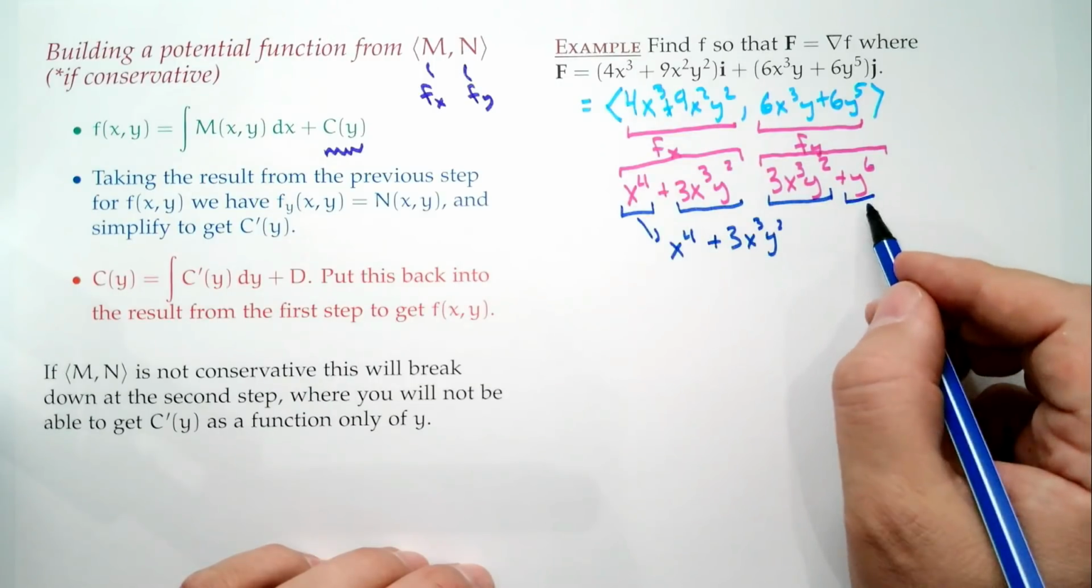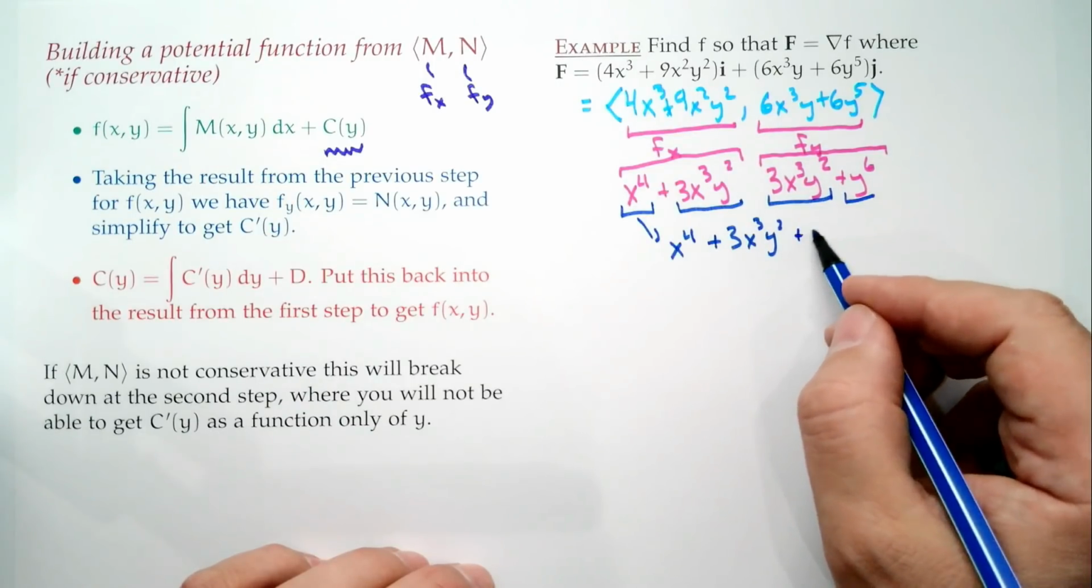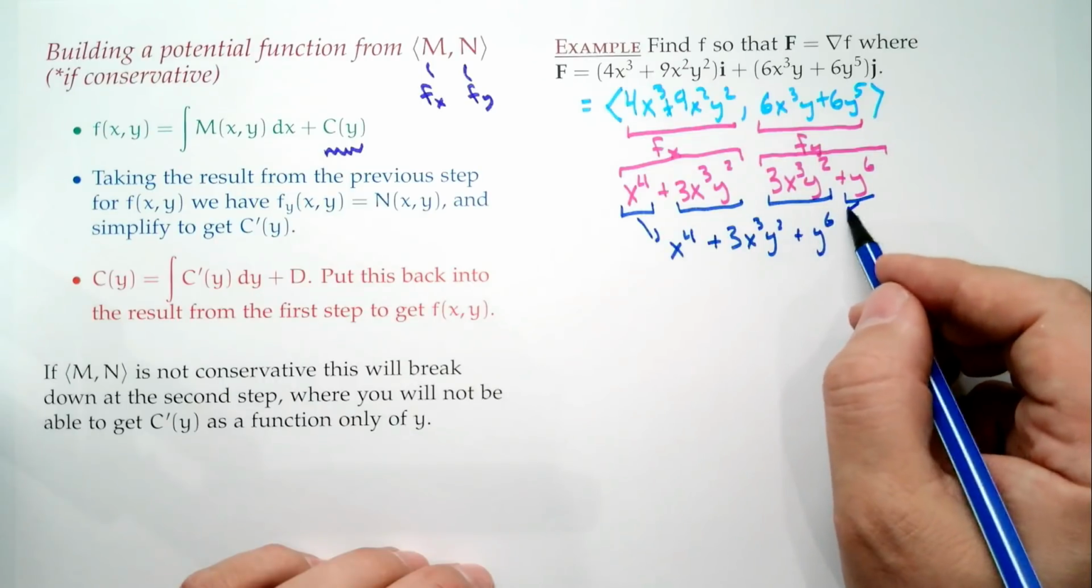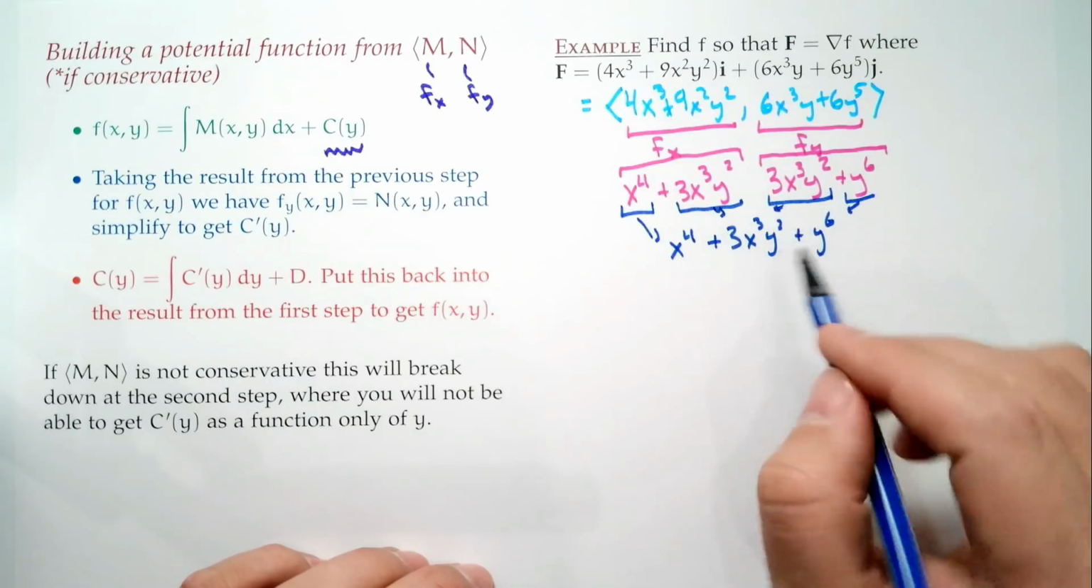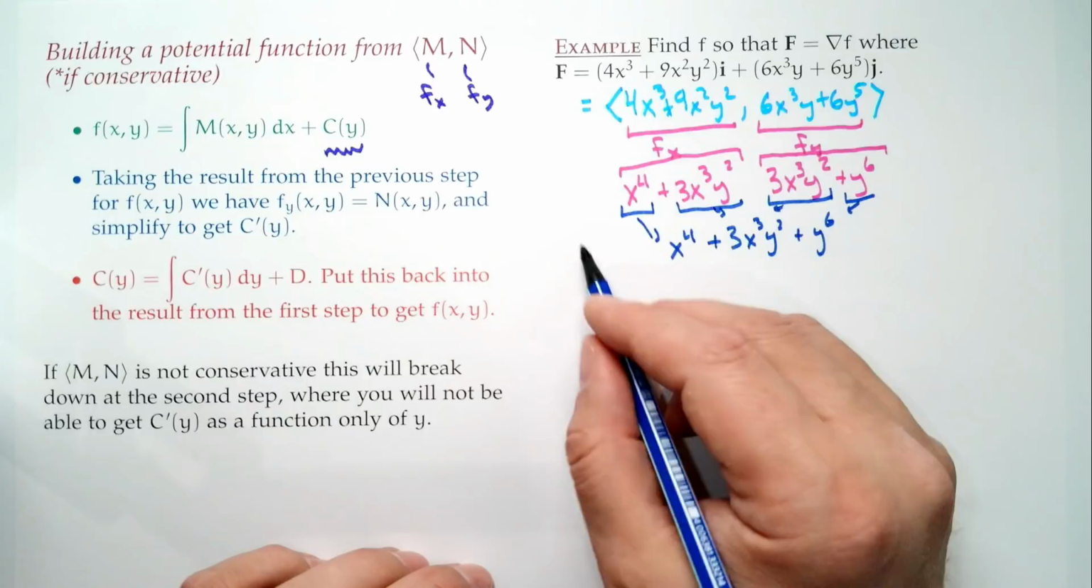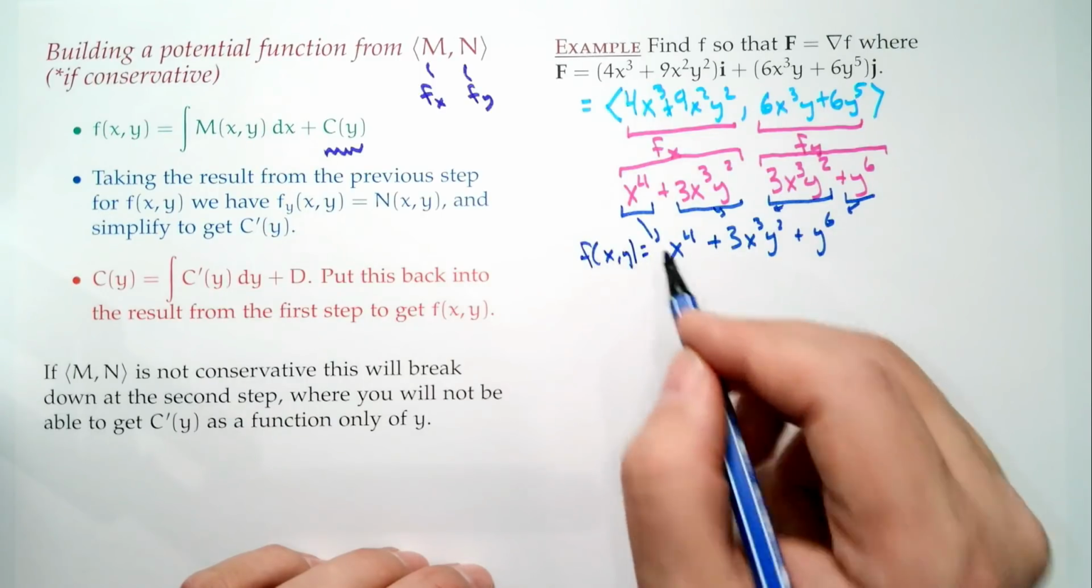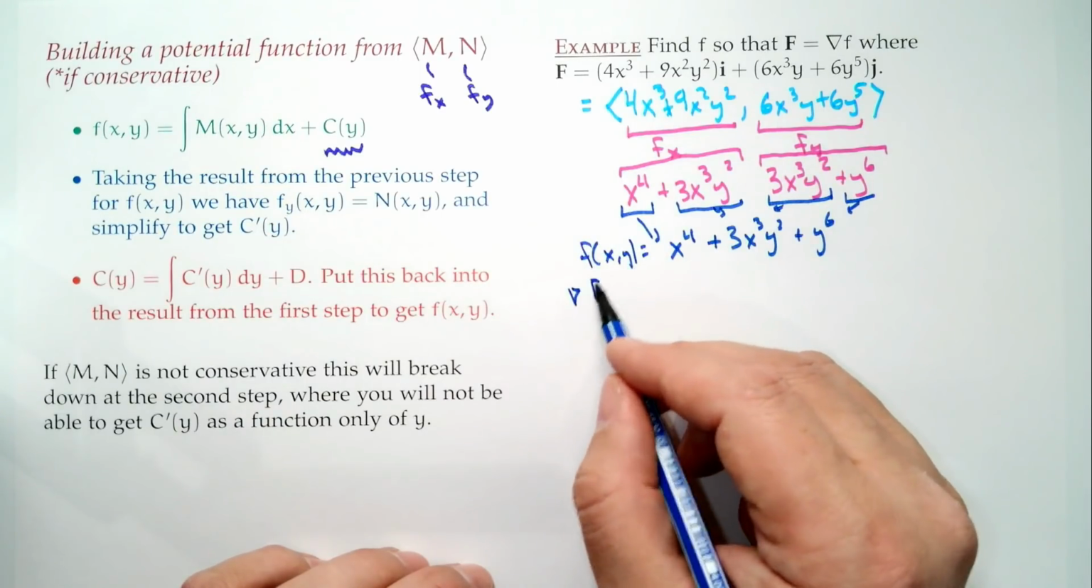Y to the 6, we're still going to need that. And lo and behold, there we go. So here's our potential function. This is our f of xy. And now we can check gradient of f.